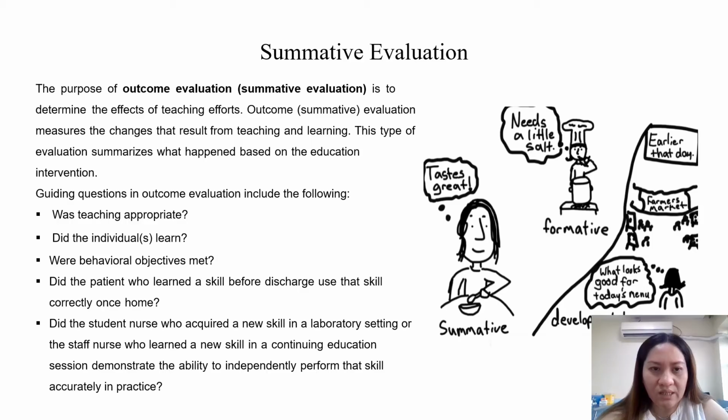So guiding questions in outcome evaluation include the following: was teaching appropriate? Did the learner or did the individual learn? Were behavioral objectives met? Did the patient who learned a skill before discharge use that skill correctly once at home? Did the student nurse who acquired a new skill in laboratory setting or staff nurse who learned a new skill in continuing education session demonstrate the ability to independently perform that skill accurately in practice?